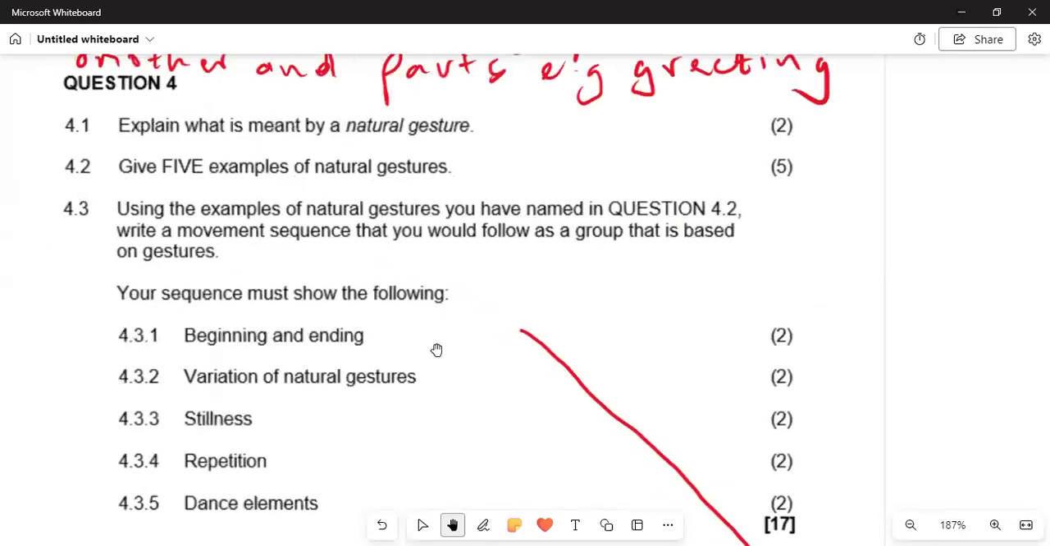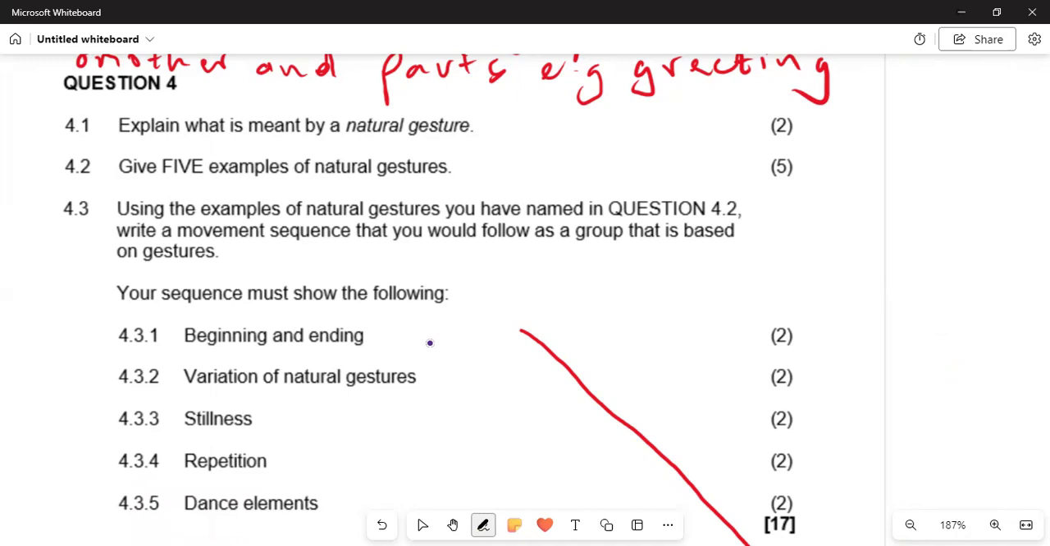If we are moving on, 4.3 says, using the examples of natural gesture you have mentioned in 4.2, write a movement sequence. What is a movement sequence? It is when a dancer moves from one direction to another, following a particular sequence and rhythm, as a group based on the gesture. Number 1, it must show the beginning of the dance, how you start to dance, and the ending, showing that you have natural gesture.